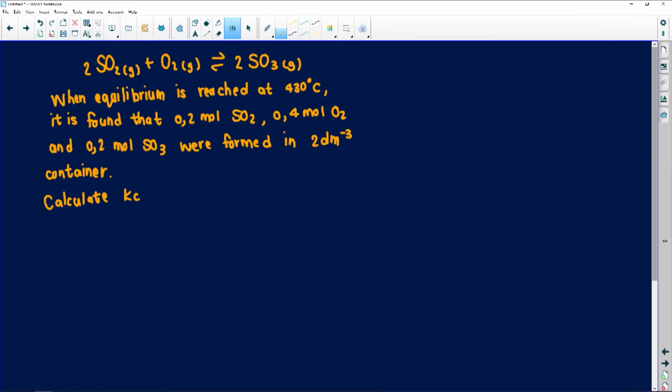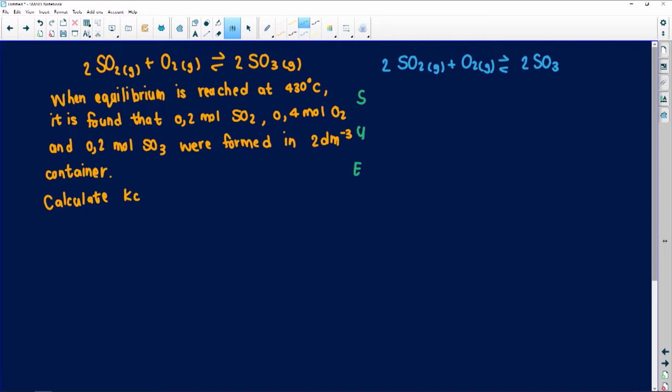Kc. Usually you are so used to finding a question where you have to work so hard to get the answer, but this one is actually very straightforward, and I'm going to show you why. Let's read it again. When equilibrium is reached, which means at the end, they've already given us everything. Now, I just want to rewrite my equation again on this side: 2SO2(g) plus O2(g) in equilibrium with 2SO3. We're going to use my method again: what you start with, what was used, and what you have at equilibrium.